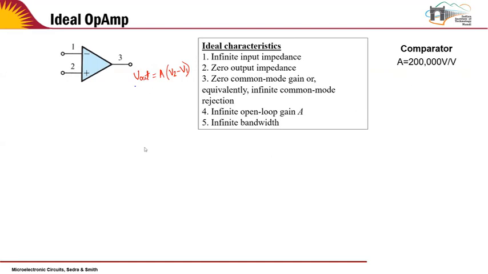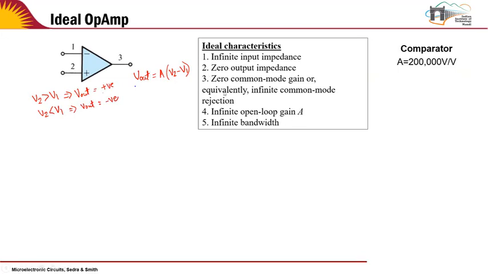So how does a basic comparator work? If V2 is greater than V1, then that implies V out is positive. And if V2 is less than V1, that implies V out is negative, right?